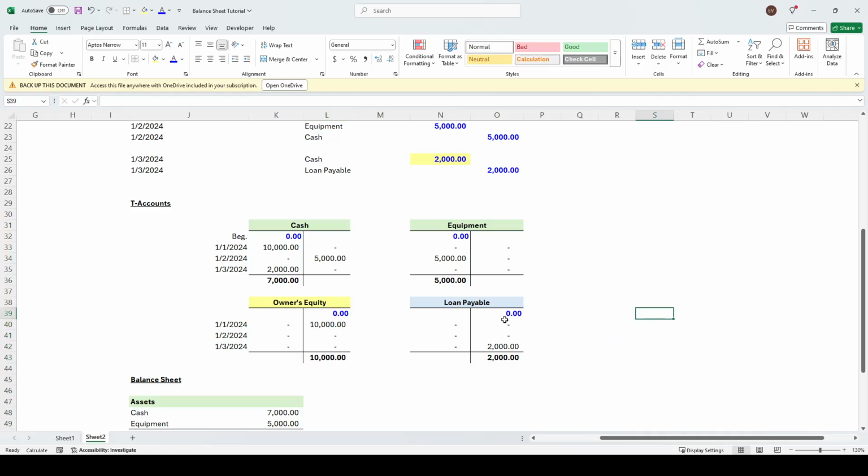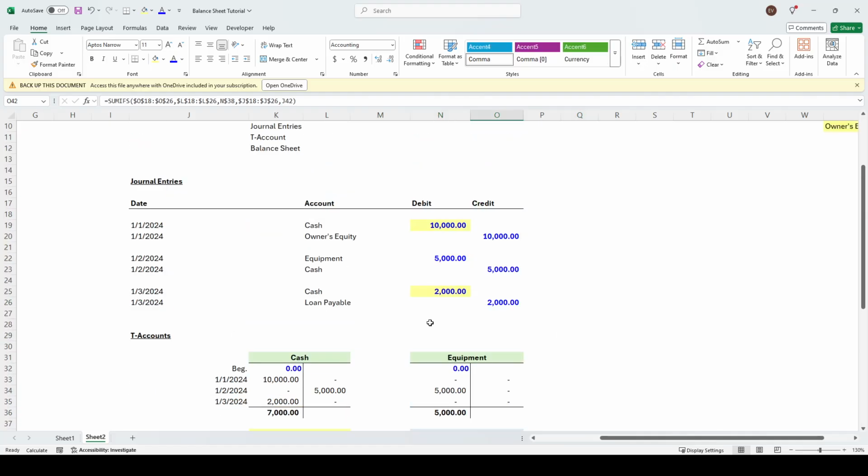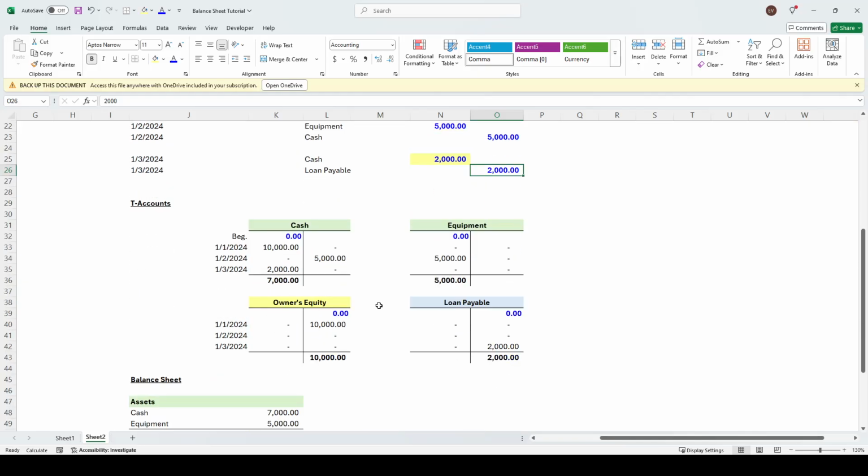And then lastly, we have our loan payable amount that was taken out for the business in the amount of $2,000. And if you recall, this was the loan that the borrower requested from the lender or from the bank. Okay, so that wraps up our T accounts. We can now go ahead and finalize our balance sheet.